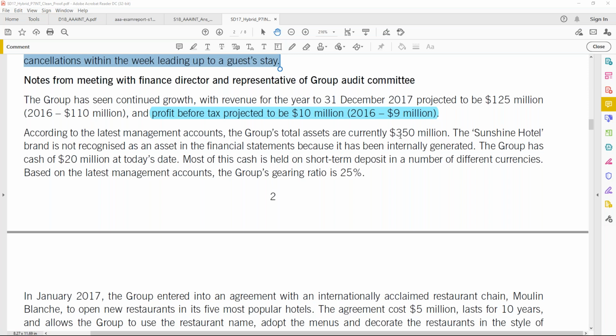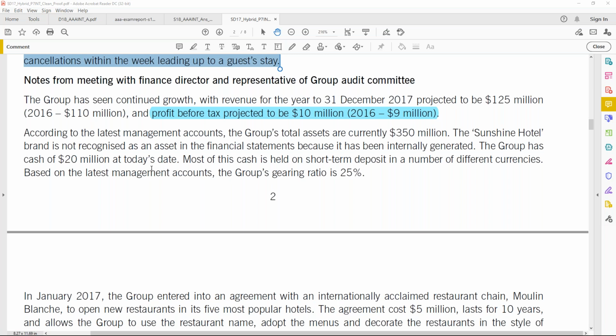The Sunshine Hotel brand is not recognized as an asset in the financial statement because it's internally generated. That's the right accounting treatment. So because it's an internally generated brand, it's not recognized. Wonderful. The group has cash of $20 million at today's date.